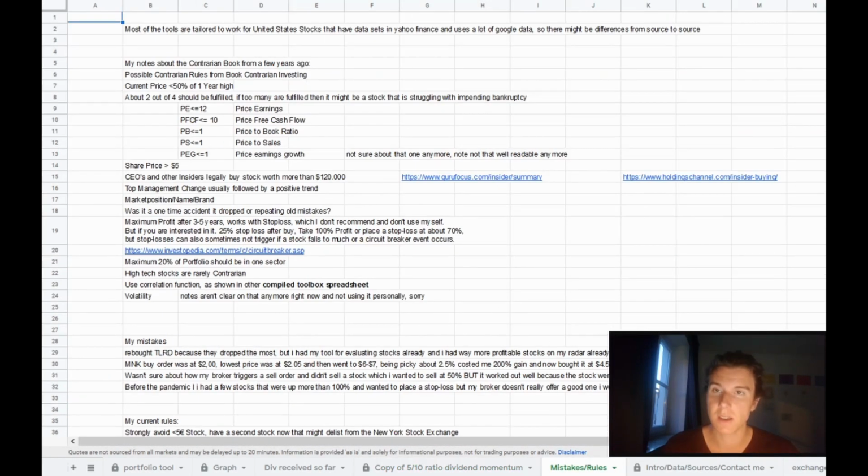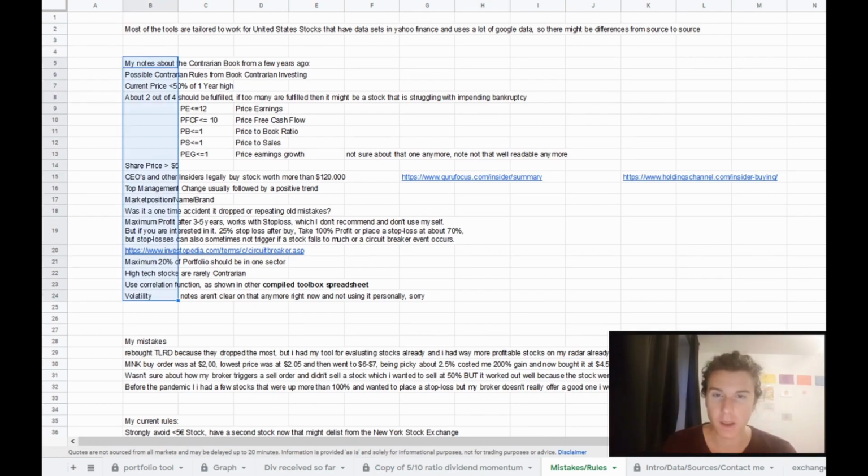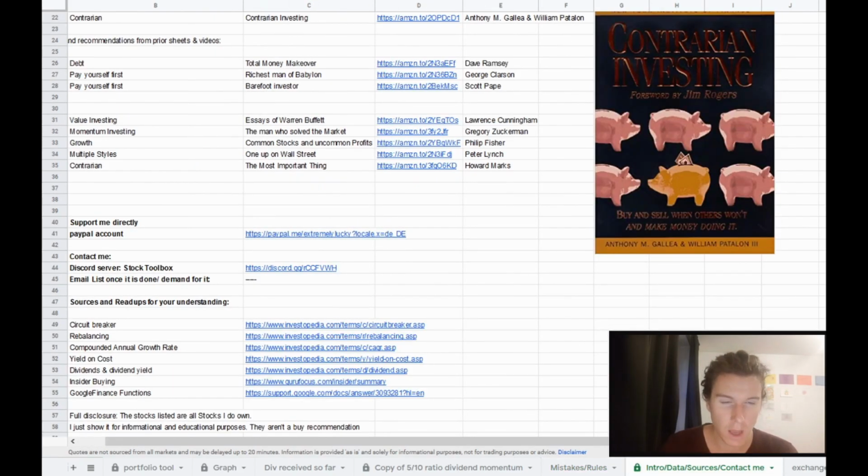Mistakes and rules. This was also one of the core functions of the sheet at the start, and most of my rule sets come from a specific book, Contrarian Investing, from Anthony M. Galea and William Patalon III, and I made most of my investing choices at the beginning based on this, and some of them turned out quite well. And you might notice that one of the piggies has golden tan and is filled to the brim with money, just like me.